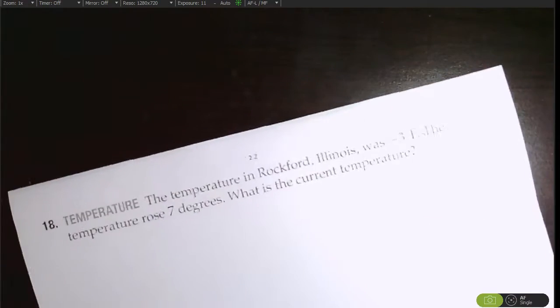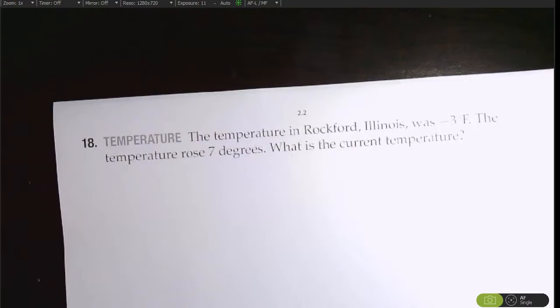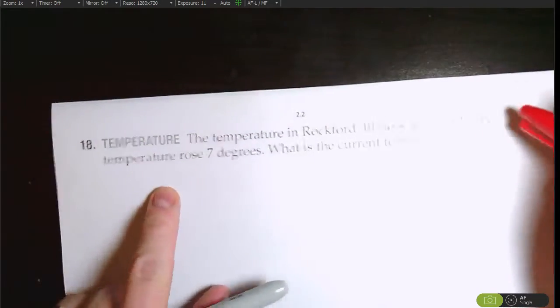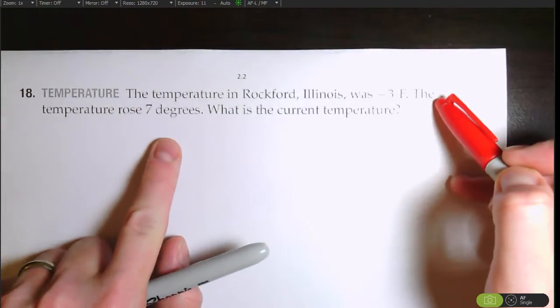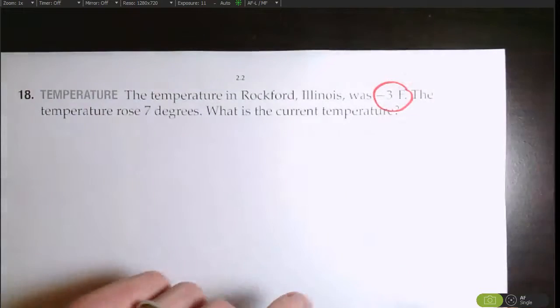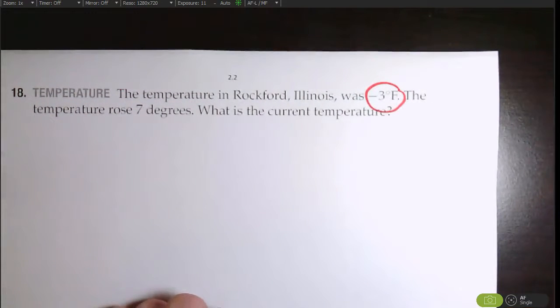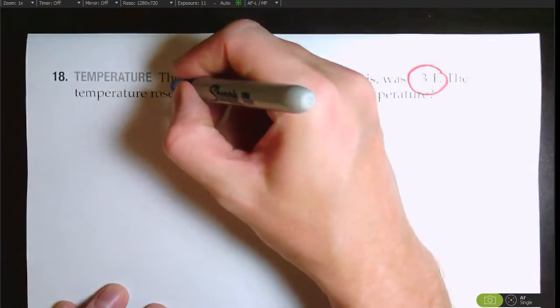Okay. Number 18 then. The temperature in Rockford, Illinois was negative 3 degrees. Then the temperature rose 7 degrees. What's the current temperature? Well, it was originally negative 3. I know it's not showing up very well on the screen, sorry. Negative 3, and then it's going to rise 7 degrees. Well, it's rising, it's going up. That is positive, positive 7.